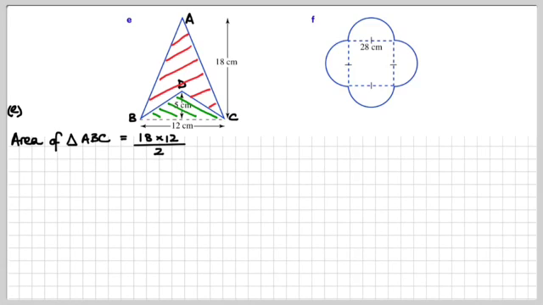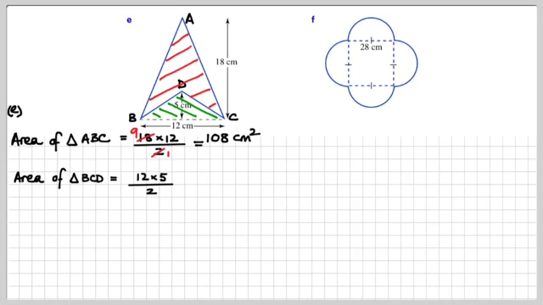Yes. So therefore the area of triangle ABC is its height, which is 18, times its base, which is 12, divided by 2. And I'm doing a bit of cancelling there. And I get 108 square centimetres. Very, very simple. Now let's do the smaller triangle, BCD.